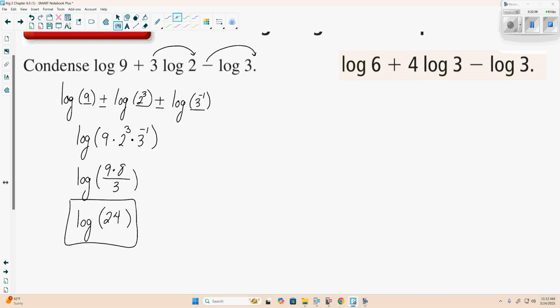Log of 6 plus 4 log of 3 minus log of 3. First thing we can do is exponents. So we'd still have log of 6 plus log of 3 to the fourth power, because again, our power property says we can take the number out front and put it to the exponent when we're condensing. For the next one, we can move that negative to the exponent with our 3.